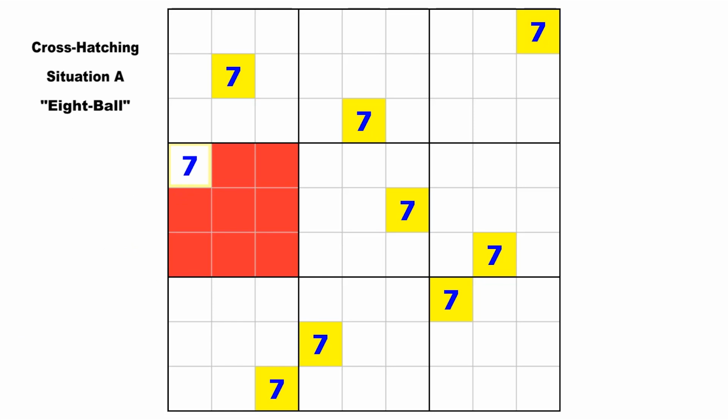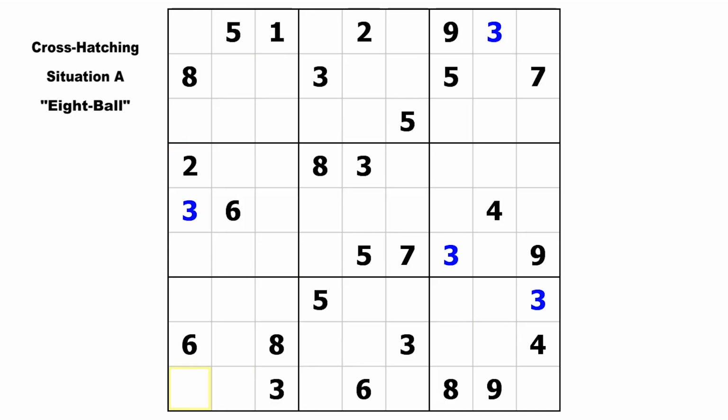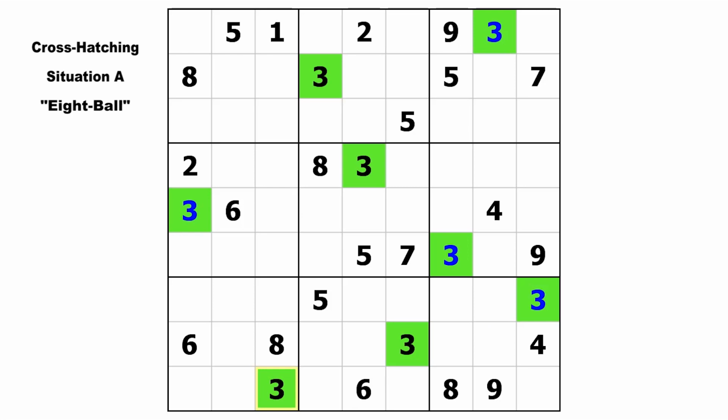It's a guarantee. Here in this diagram, let's take a look at digit 3. We've got 1, 2, 3, 4, 5, 6, 7, 8 threes, okay?